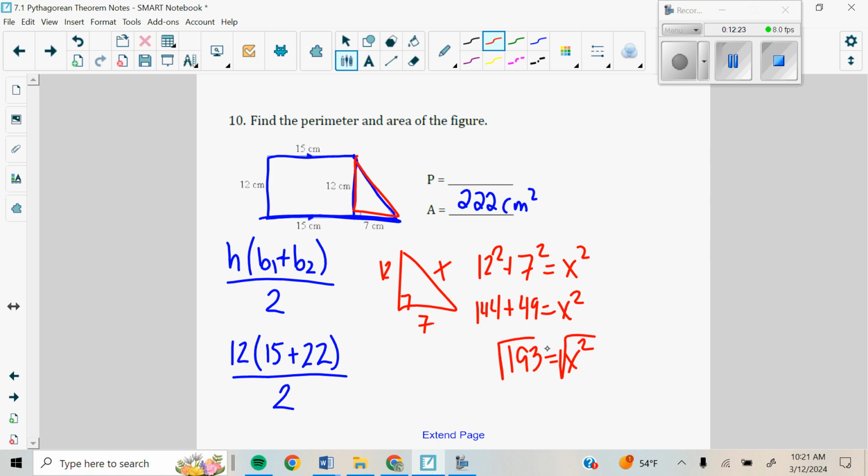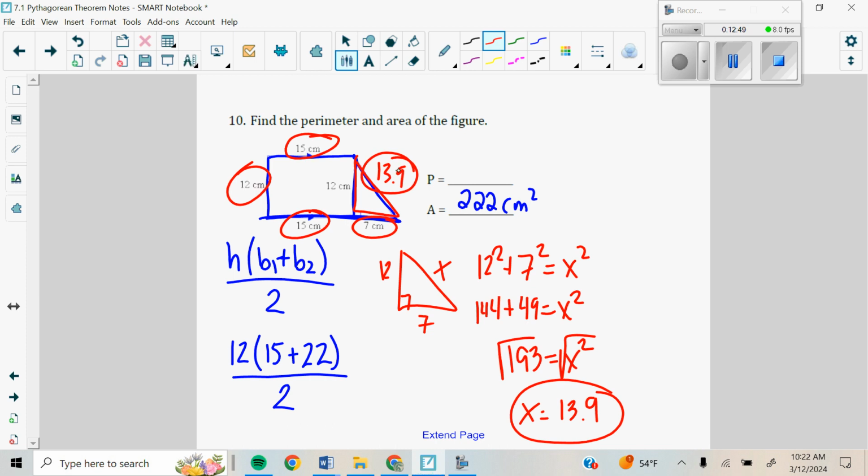193 is not a perfect square. And because we are just using it to find the perimeter, I'm comfortable making this just straight up into a decimal and not even having it as the radical. So this is 13.9. Okay, so now I can put that here and I can add 15 plus 12 plus 15 plus 7 plus 13.9 to find our perimeter. In adding all those up, we should have 62.9 centimeters.